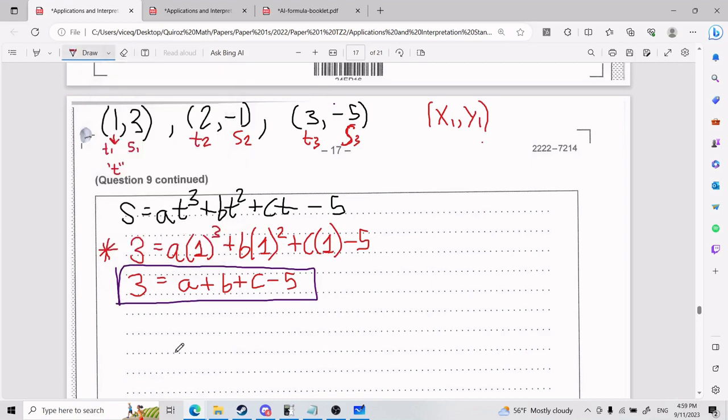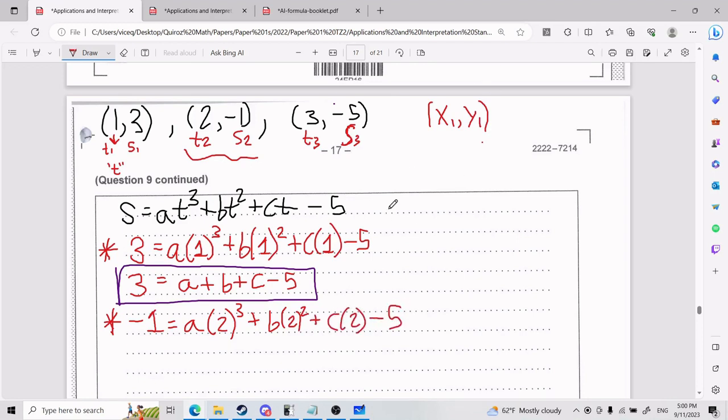For the second one, my t is going to be 2, and my s is going to be -1. I'm looking at this guy here. So -1 equals a times t, which is 2 cubed, plus b times 2 squared, plus c times 2 minus 5. Notice that I plugged all of these in parentheses. As a rule of thumb, when you plug in a number, plug it in parentheses. That way you can make sure you're doing it well in terms of exponents, in terms of double negatives, all of that stuff.